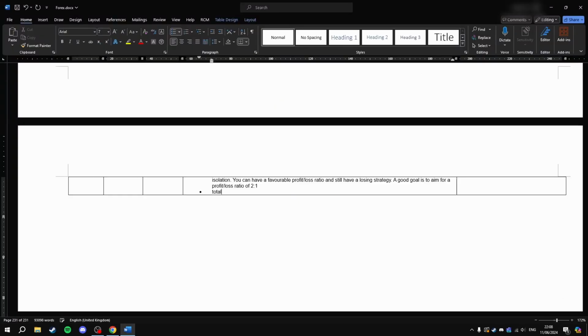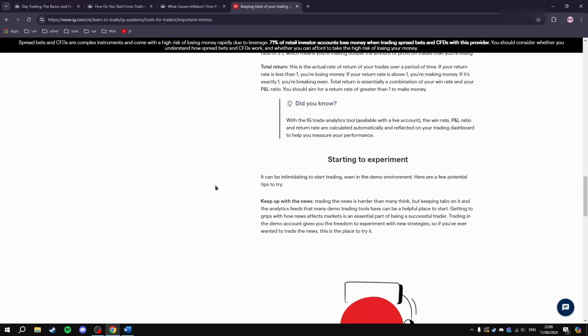Total return. This is the actual rate of return of your trades over a period of time. If your return rate is less than 1, you're losing money. If your return rate is above 1, you're making money. If it's exactly 1, you're breaking even. Total return is essentially a combination of your win rate and your profit and loss ratio. You should aim for a return rate of greater than 1 to make money.